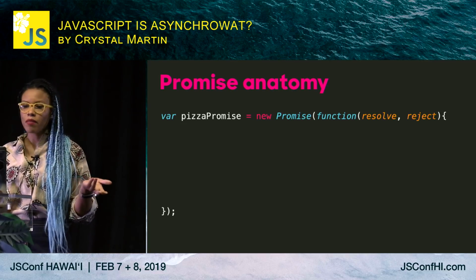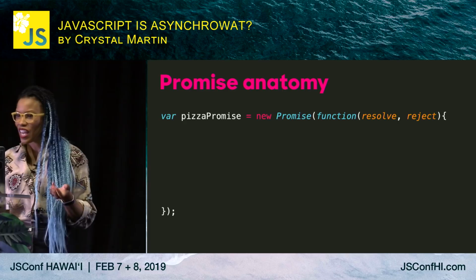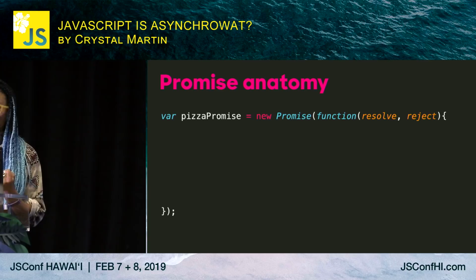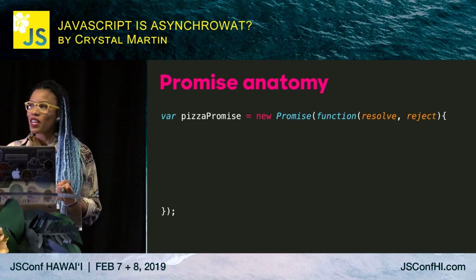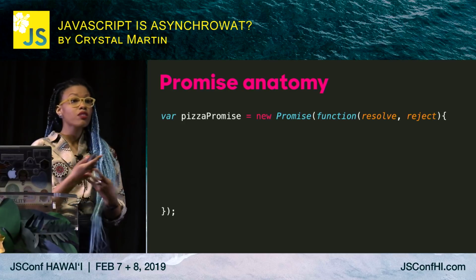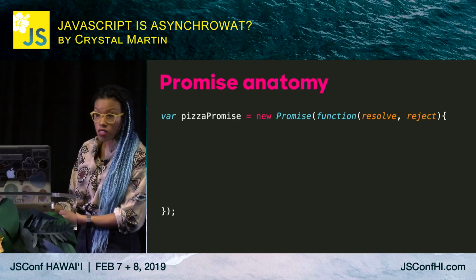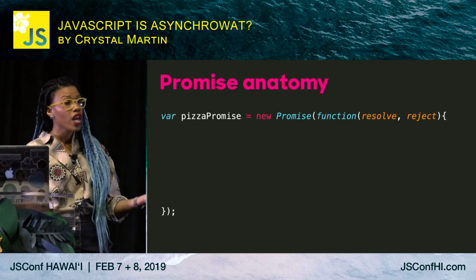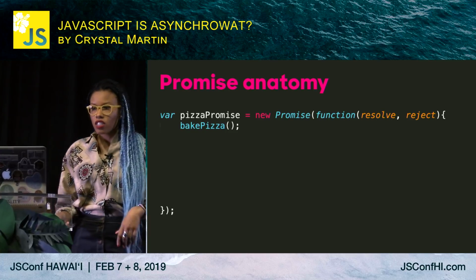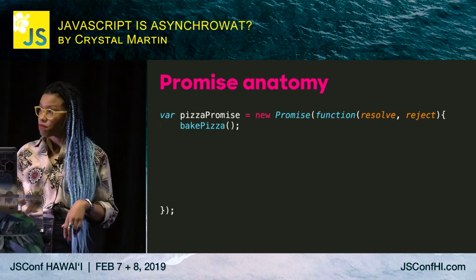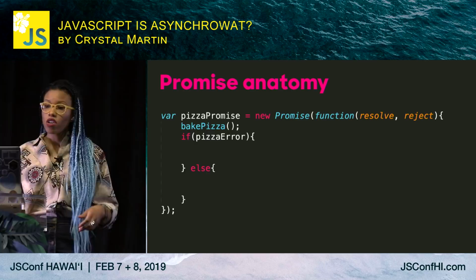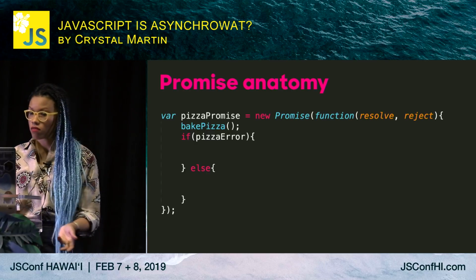So let's look at the promise anatomy with a pizza promise. So here I have a pizza promise. I'm sure you'd all like to have a pizza promise. Valentine's Day is coming up. Pizza promises. So the promise object's constructor has a function that takes the resolve and reject methods as parameters. And then there's some executing code that will return some kind of result. And so in this case, it's baked pizza, right? So we have baked pizza, that's our executing code, it's going to do something. And depending on what baked pizza returns, we'll either reject or resolve this promise.